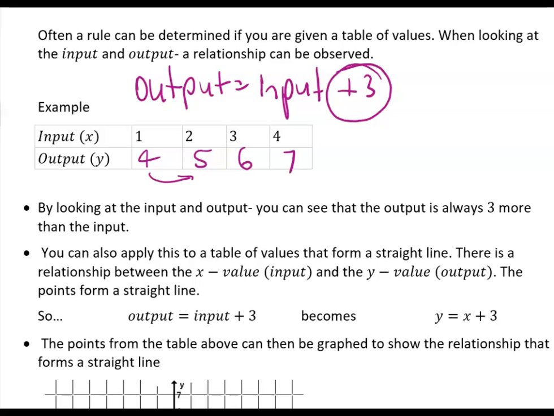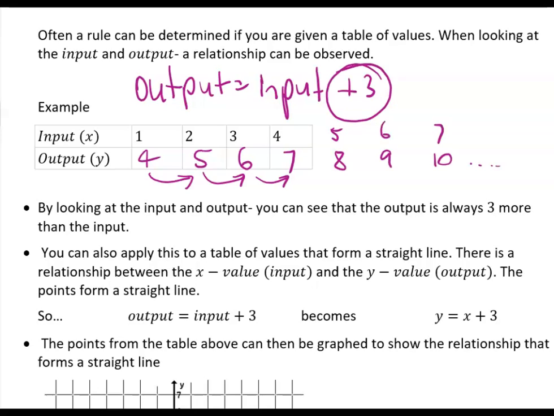So you can see there's a pattern happening. 5, 6, 7. I'm sure you can predict that the next number is 8, 9, 10, etc. Okay, so whatever the input is, the output is always 3 more than it.